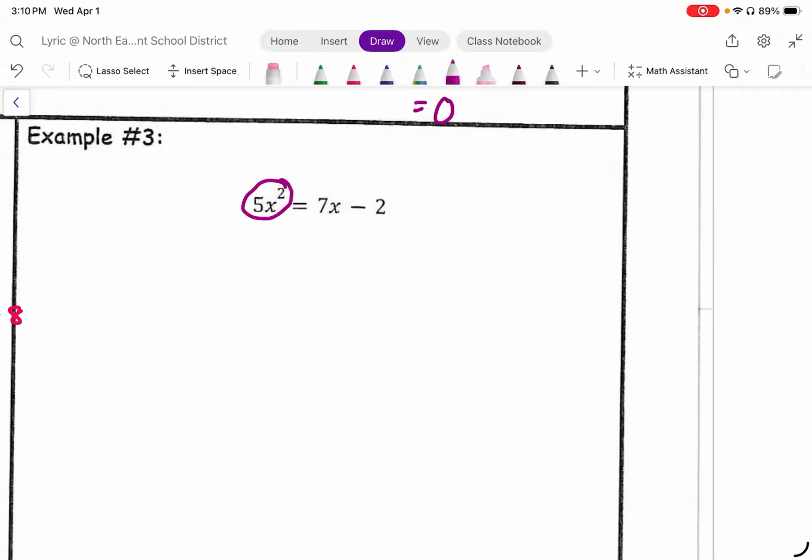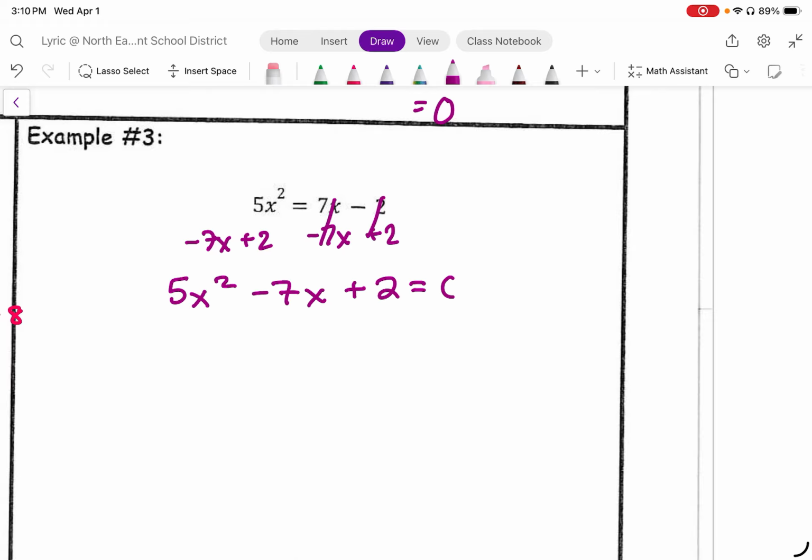So something we are not going to do is subtract the 5x squared over, because then we get a negative 5x squared, and that can complicate things. So to make things a little bit easier for us, we are not going to move the 5x squared. We're going to move the 7x and the negative 2 to the other side. That leaves us with a positive 5x squared minus 7x plus 2 equals 0.